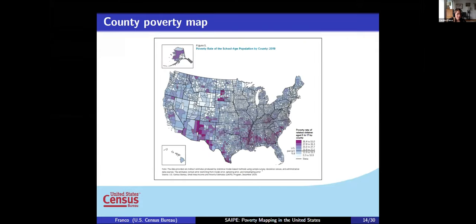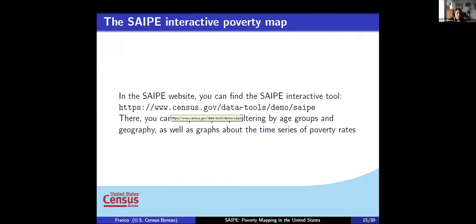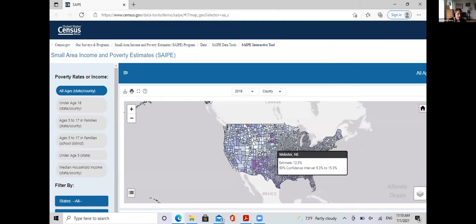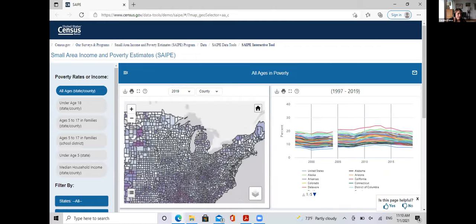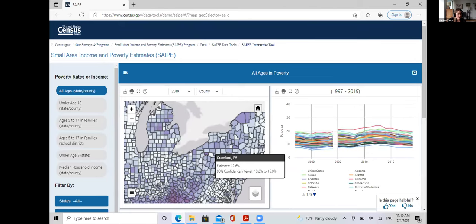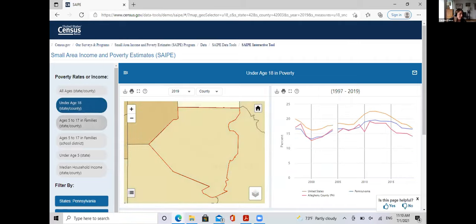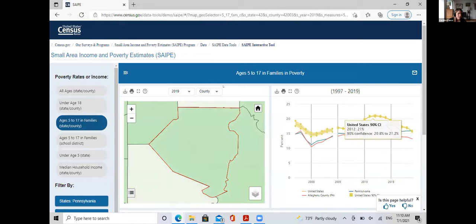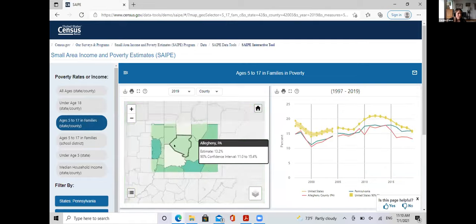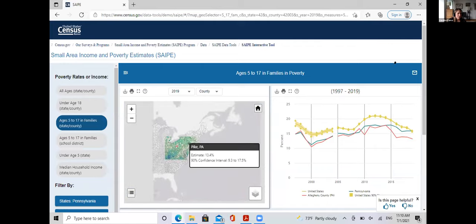This is a poverty map that I've downloaded off of the SAIPE website, and you can see the different levels of poverty, darker is higher levels of poverty. But there's a nicer tool that you can see. Let me see if I can share that in the other screen. It's interactive, and so you can zoom in and see the poverty for any county, and you have all these different categories here, age 5 to 17, and there's this time series as well. So I thought I'd point out this really nice tool that allows users to look at different kinds of things.